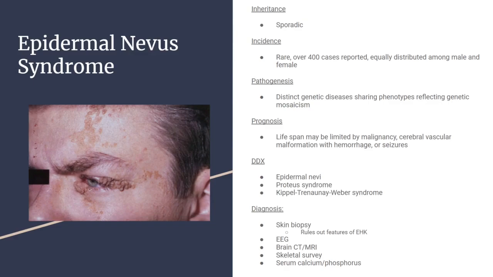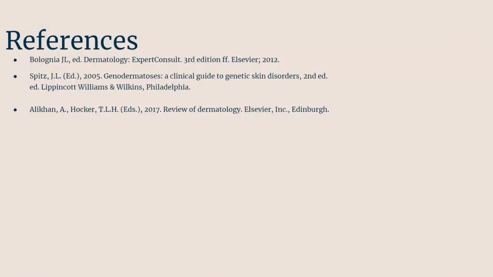Additionally, you want to do EEG for the seizure activity, potentially consider some sort of brain imaging to evaluate for vascular abnormalities that might be in the brain. Skeletal survey, depending on the severity or the concern of rickets or hemihypertrophy, as well as serum calcium and phosphorus level monitoring. And with that, we will finish up this lecture series.